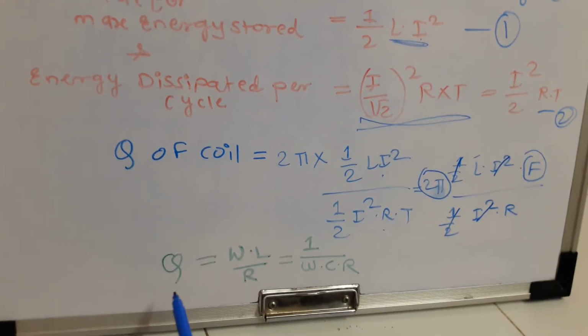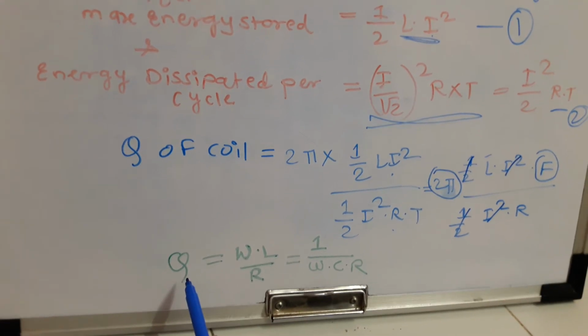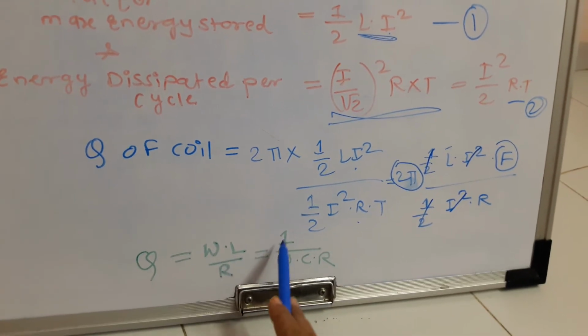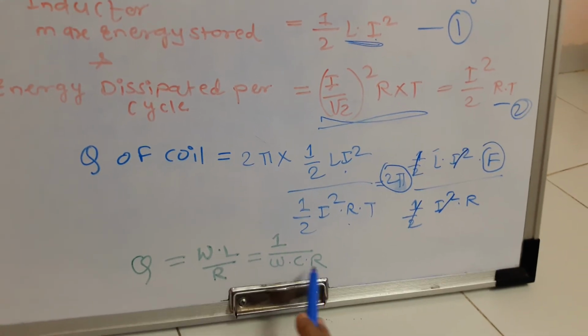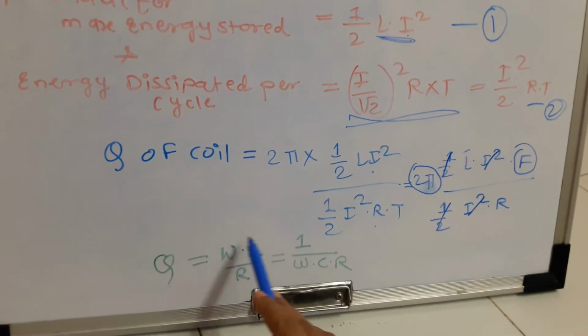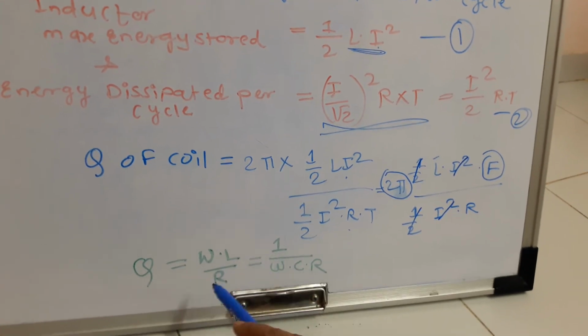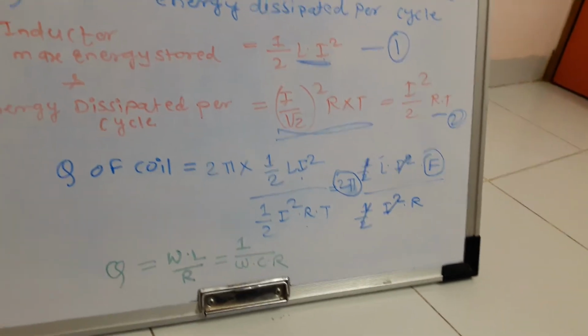So we can write Q factor for a series resonant circuit is equal to omega dot L divided by R, that is 1 upon omega dot C dot R. This is with respect to energy stored in the inductor and this is with respect to energy stored in the capacitor. So anyone we can select.